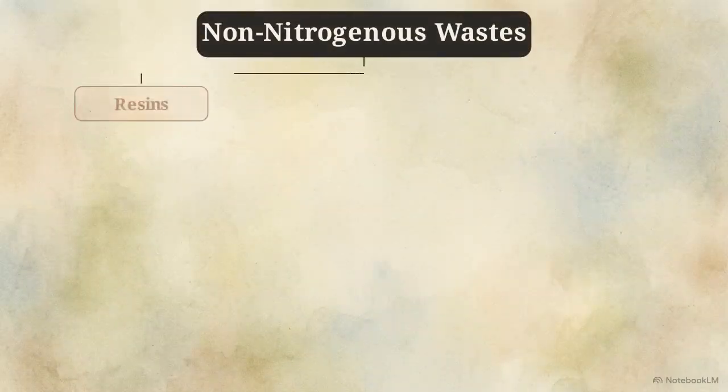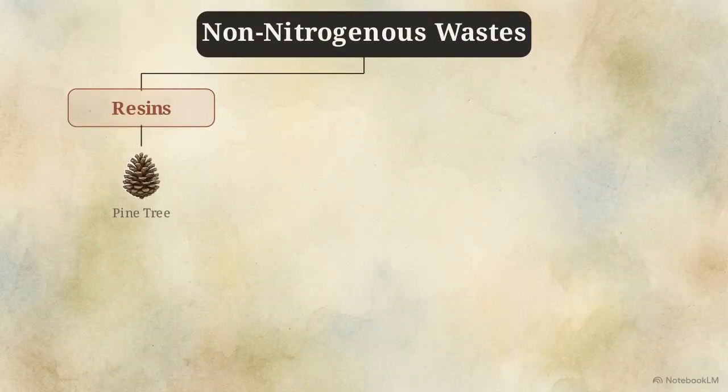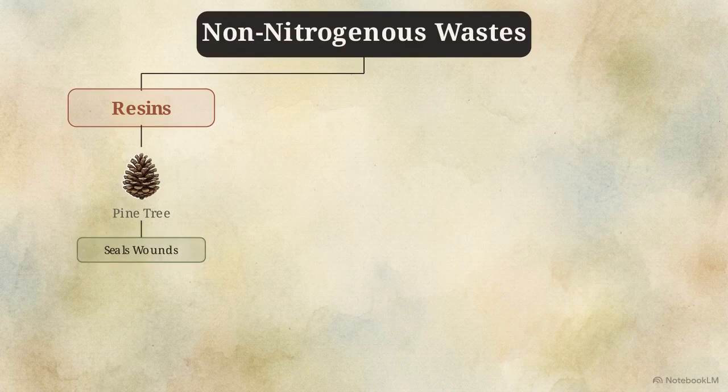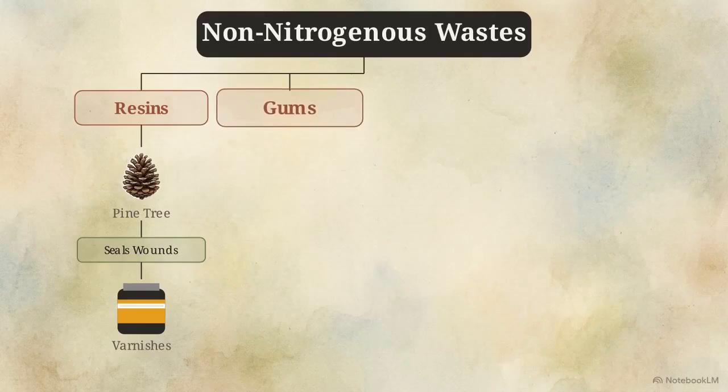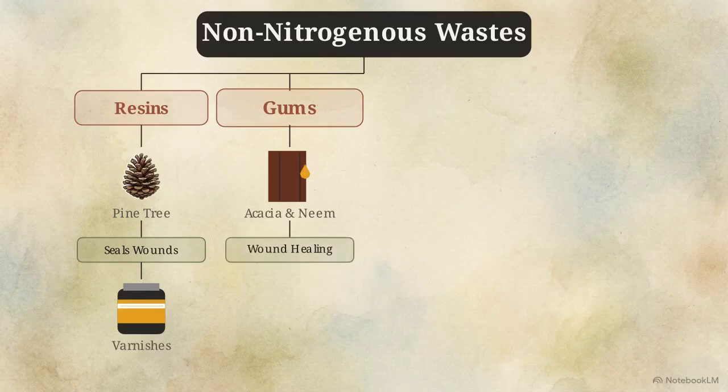Resins are sourced from the stems of coniferous trees like pine. The plant uses them to seal physical wounds against infection. Humans harvest them to manufacture varnishes and polishes. Gums are exuded from the stems of acacia and neem trees. They function similarly in wound healing for the plant and provide the raw material for commercial adhesives.